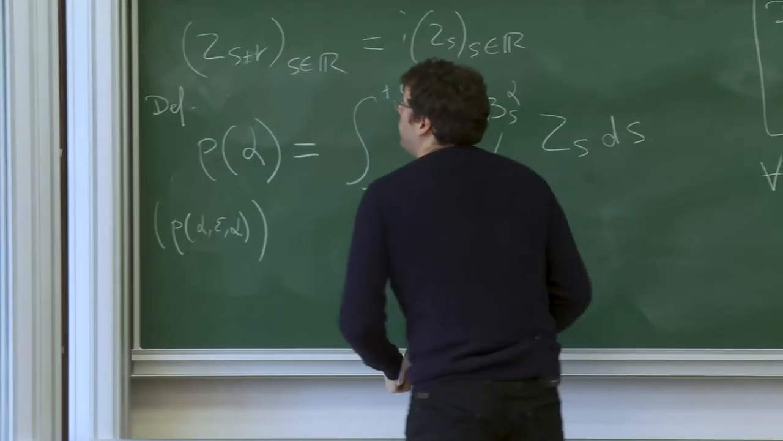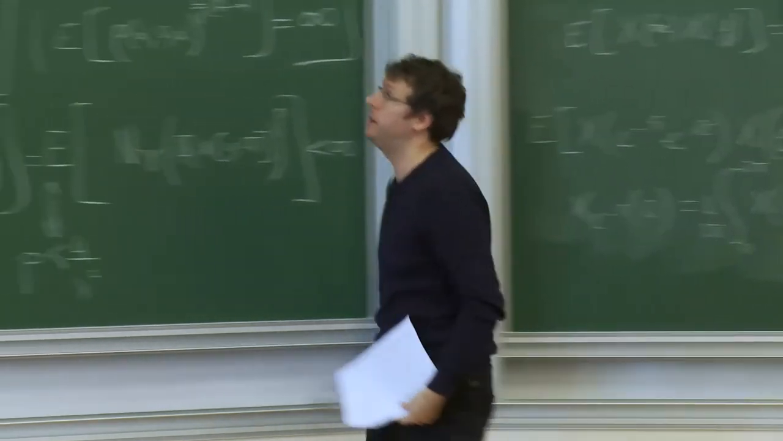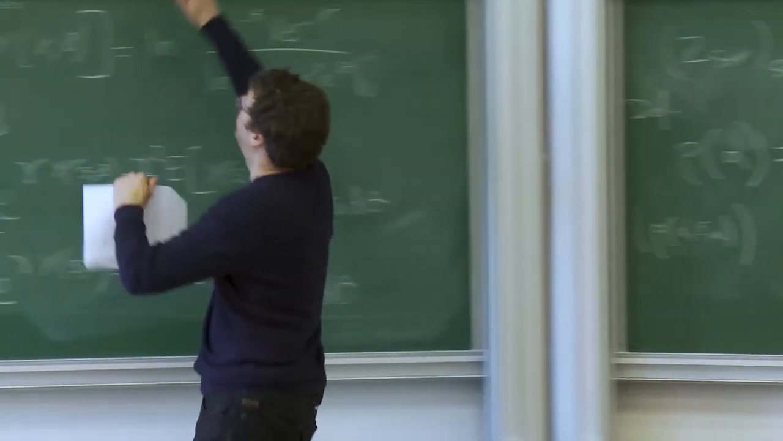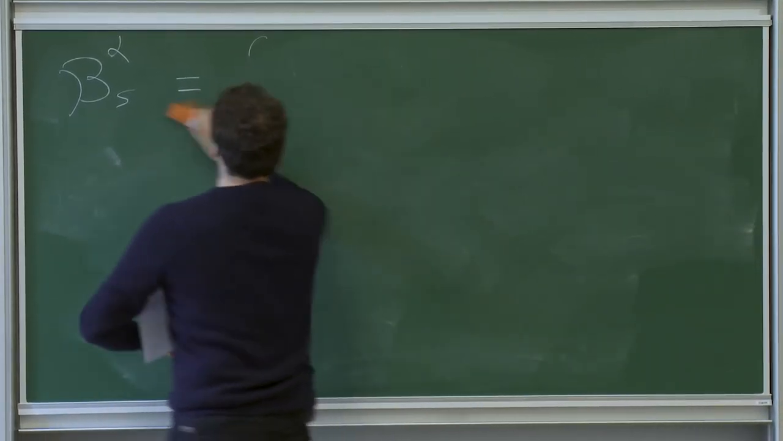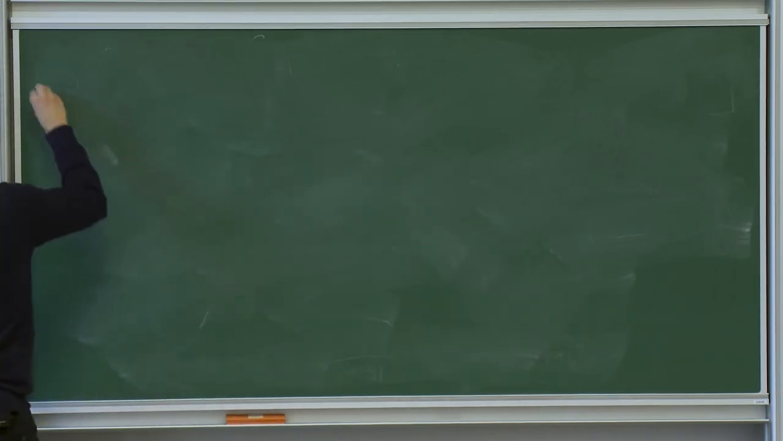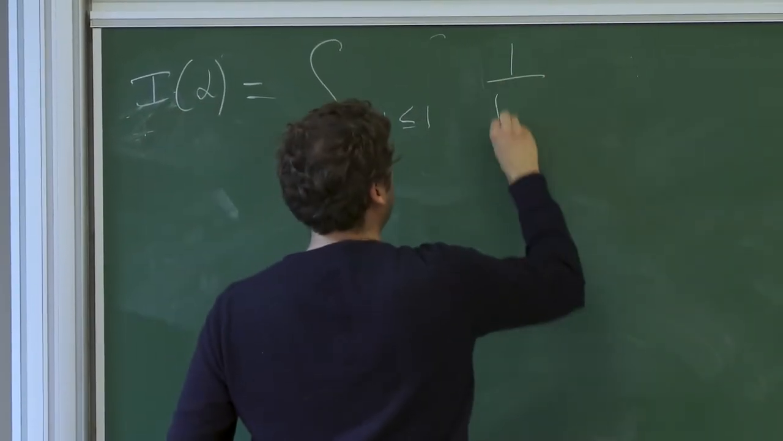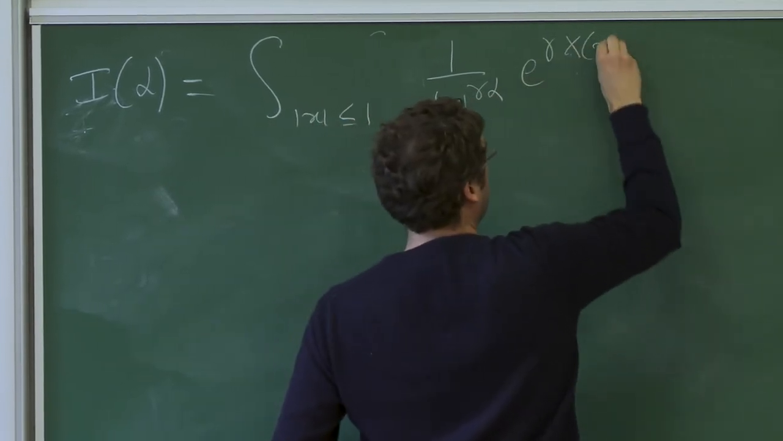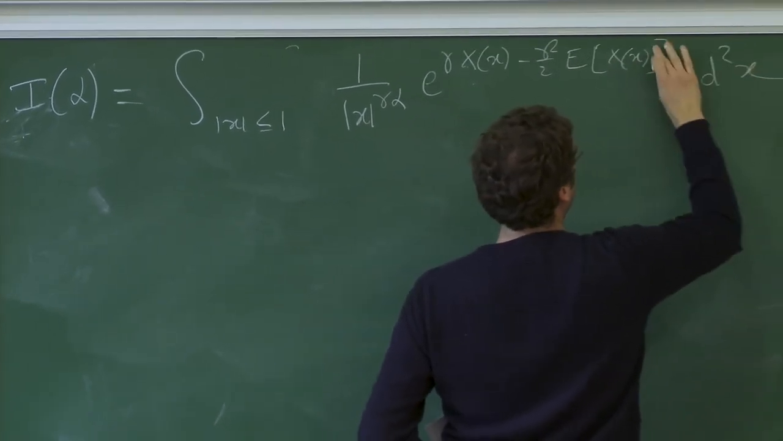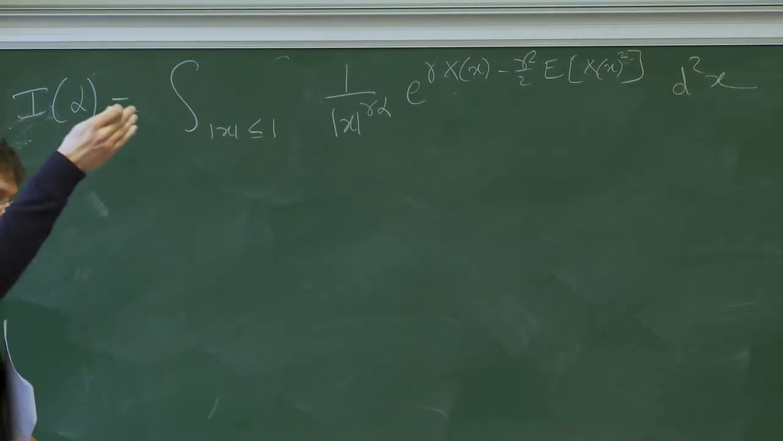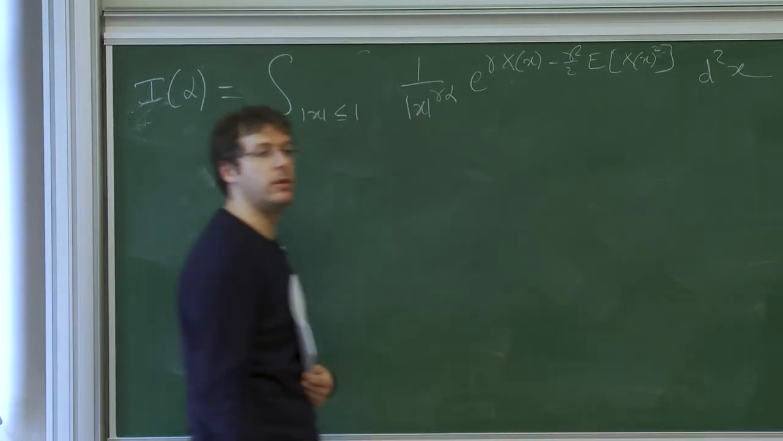Okay? So now, what am I going to do? Well, I'm going to do a change of variable in I of alpha and see Brownian motion and lateral noise appear and then take the limit. So, let's go. I of alpha is the integral for x less or equal to 1. I'm going to do the full computation at a formal level, but if you want to justify it rigorously, you just add cutoffs here and then make them go to zero.